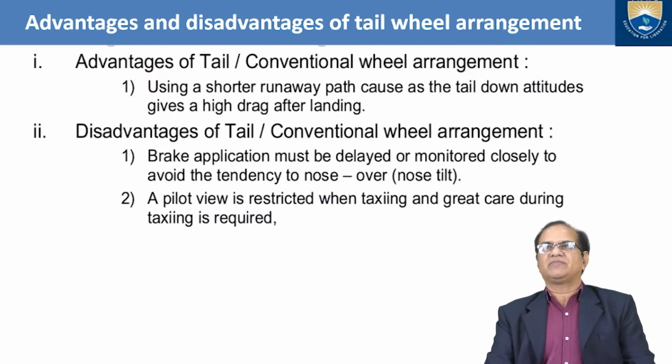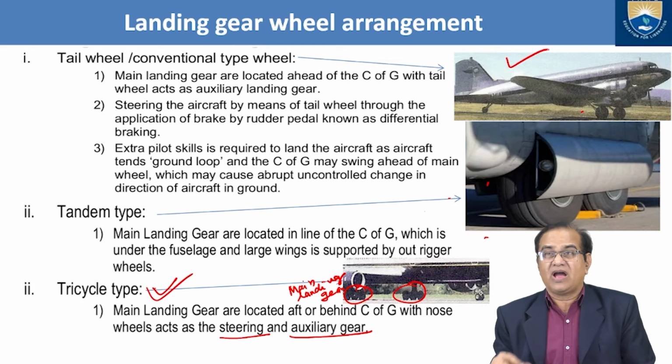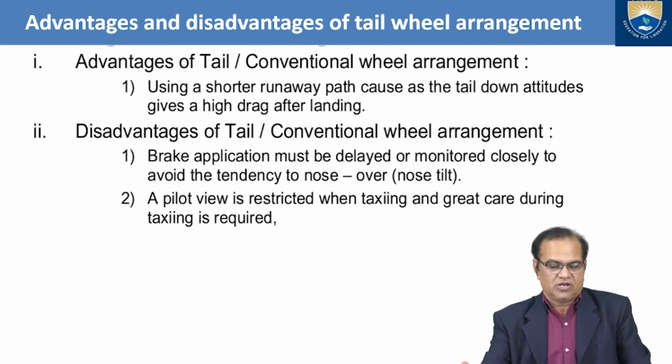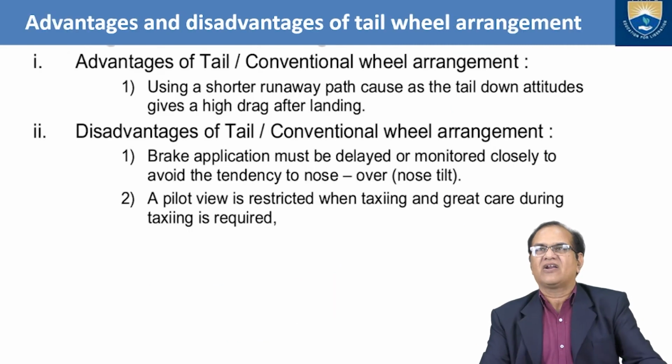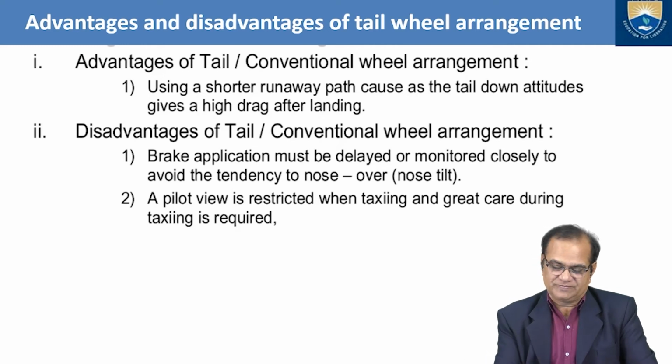Now the advantages and disadvantages of the tail wheel arrangement. So this is the tail wheel arrangement, and I am going to discuss its advantages and disadvantages. There is one advantage of the tail or conventional wheel arrangement: it allows a shorter runway path, as the tail-down attitude gives high drag after landing. So in landing it is good.